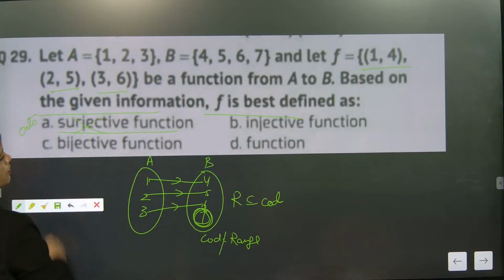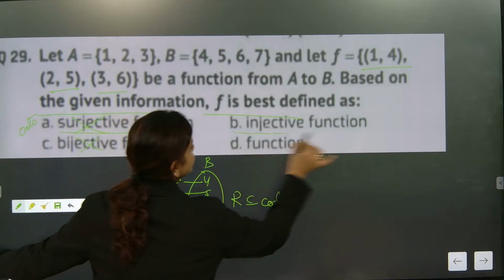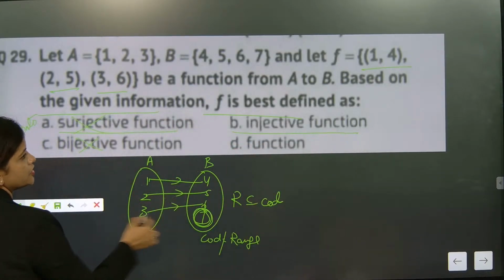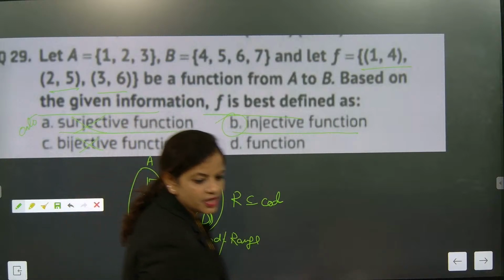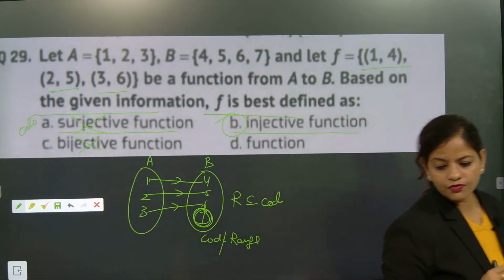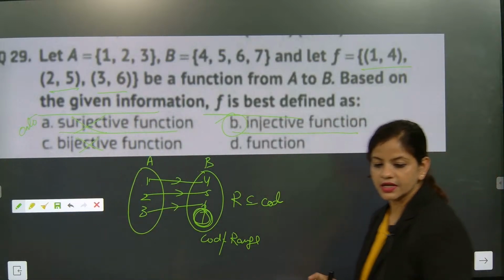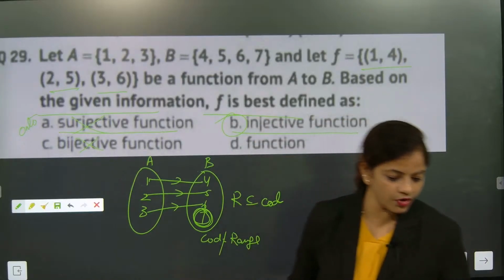So surjective is not possible. Surjective not possible means bijective not possible. Injective is possible, yes, a 1-to-1 correspondence. So the answer is B. Absolutely correct. Both of you are absolutely correct. The correct answer is B. It is injective.